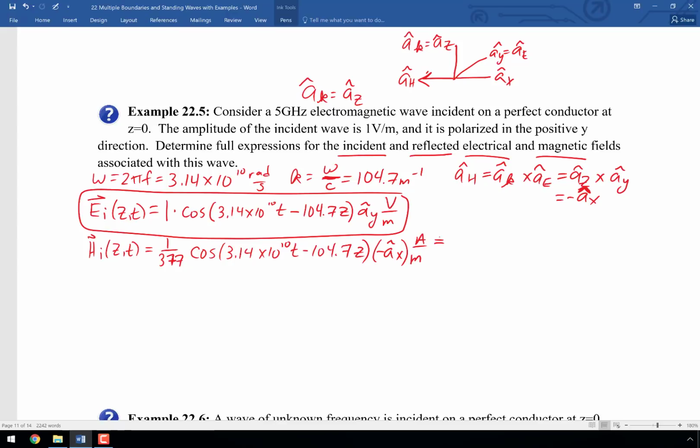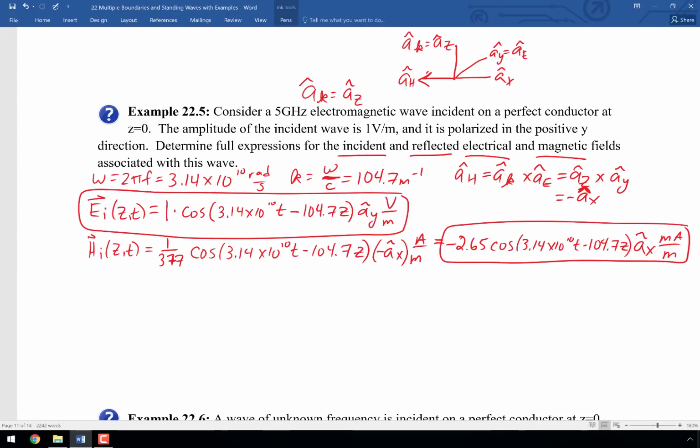So we can write this as, let's see here, what can I get? I get negative 2.65 cosine of 3.14 times 10 to the 10th t minus 104.7 z, and that's in the direction of a sub x, and the units are milliamps per meter.